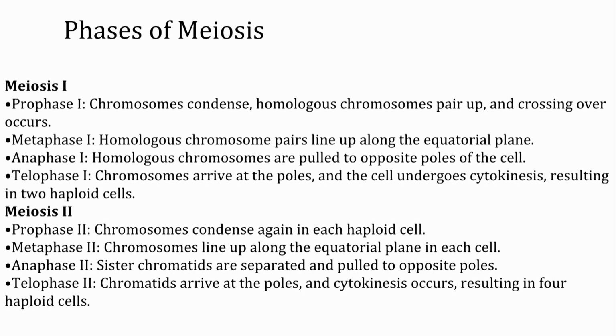In anaphase 1, remember the key word for anaphase is apart, and that's what's happening here. Those homologous chromosomes are going to be pulled to opposite poles of the cell. Okay, then in telophase 1, the chromosomes arrive at the poles and the cell undergoes cytokinesis, which is going to result in 2 haploid cells. So at the end of PMAT 1, we've already reduced the number of chromosomes in half. We just have to separate those sister chromatids apart. And that's what meiosis 2 is all about.